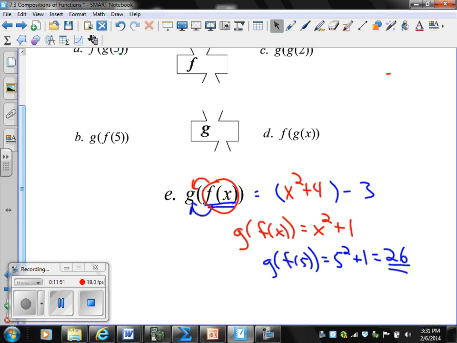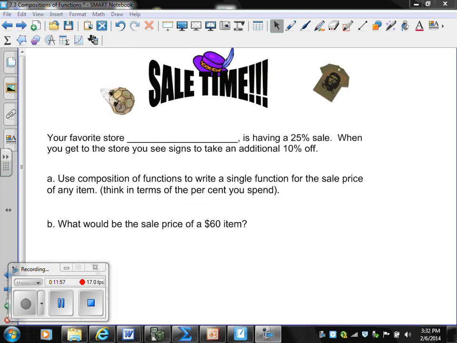Okay, let's bring this all the way back to what we did in the beginning, and let's talk about a sale problem. So let's say you go to your favorite store, whatever your favorite store is. I like Kohl's, because they have nice clothes, and it's not expensive. Anyways, that's my little plug for Kohl's. So they're having a 25% sale, and then when you get there, you find out that you get to take an additional 10% off. So I contend that this is actually not a 35% sale, and we're going to see this with our composition of functions.